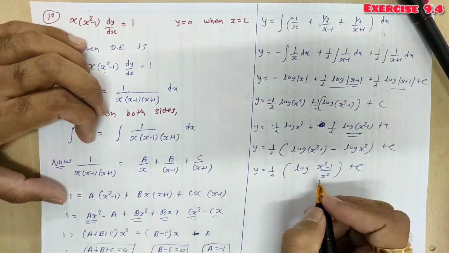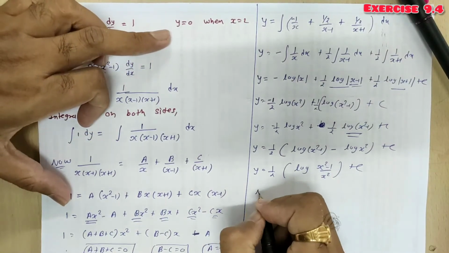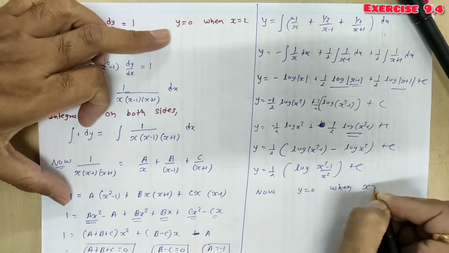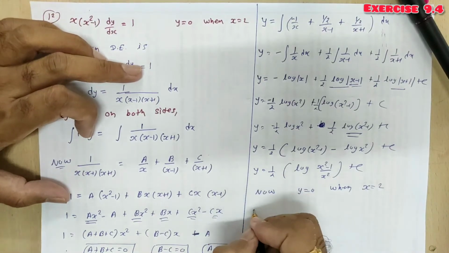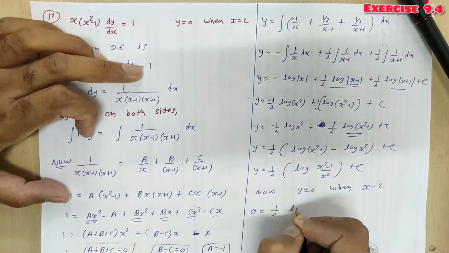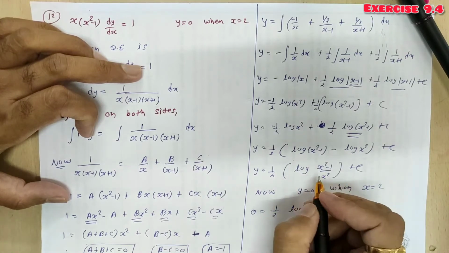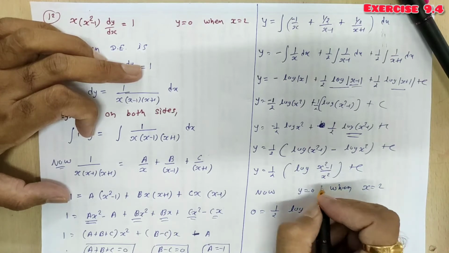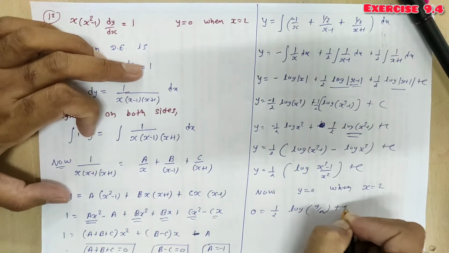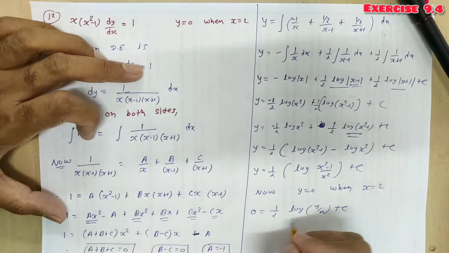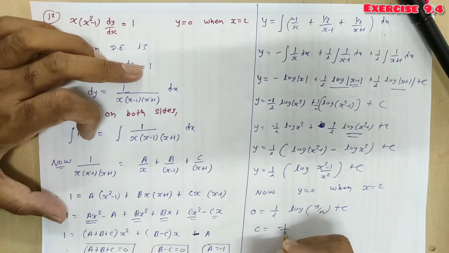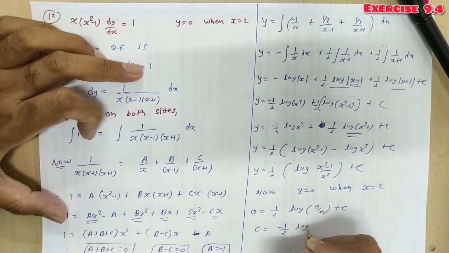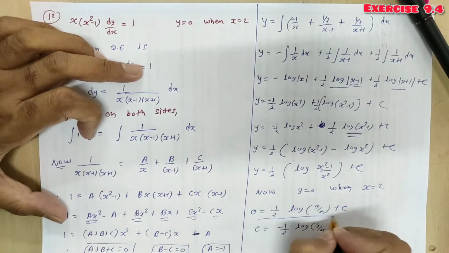Done. So this is our general solution. Now use the condition. So now condition is y is 0 when x equal to 2. So take y equal to 0. It's a 1 by 2 log, put x equal to 2. So it's a log x is 2, 2 square 4 minus 1, 3 by 4, log 3 by 4 plus c. So what is the value of c? c is minus 1 by 2. Minus 1 goes to the other side, so minus 1 by 2 log 3 by 4. This is the value of c.